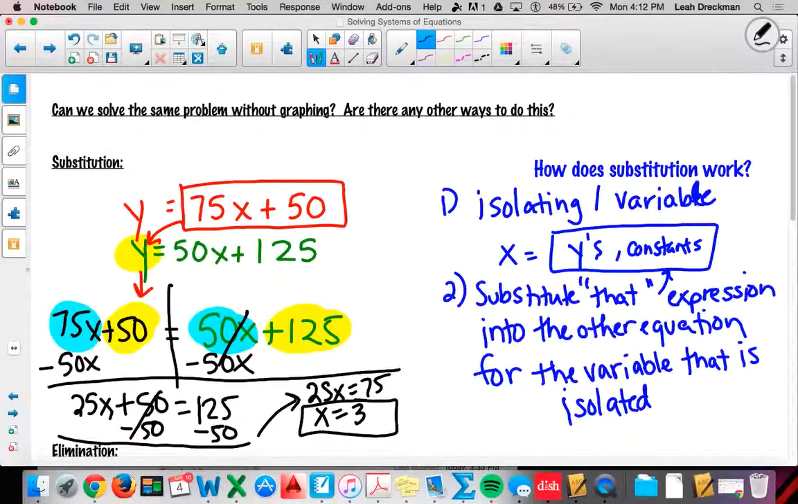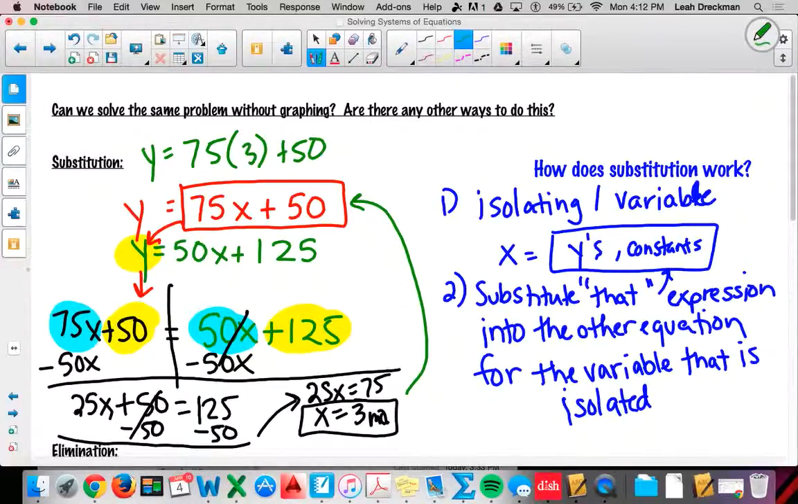All right. So it took 3 months. I'm going to include the units here. It took 3 months for the cell phone plans to balance out. And what we can do now, now that we have our x, is come back up to either equation, it doesn't matter which one, and to figure out the y value, we're just going to replace x with the number we just got and evaluate that expression.